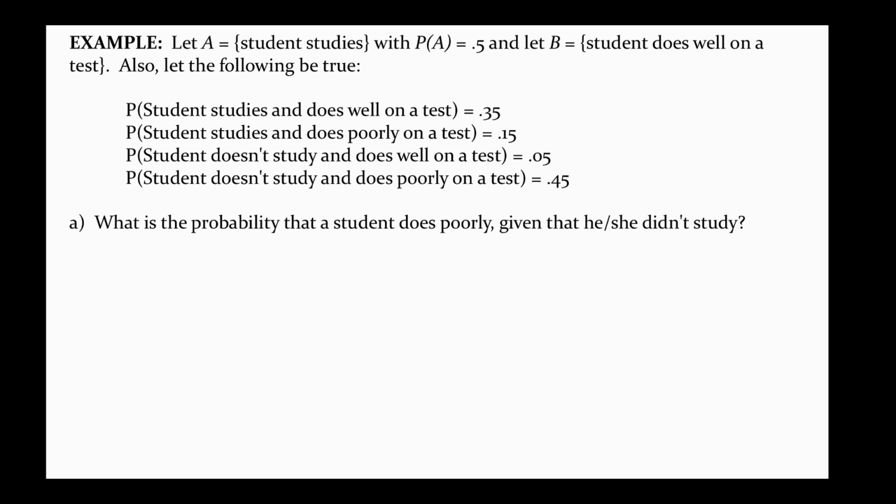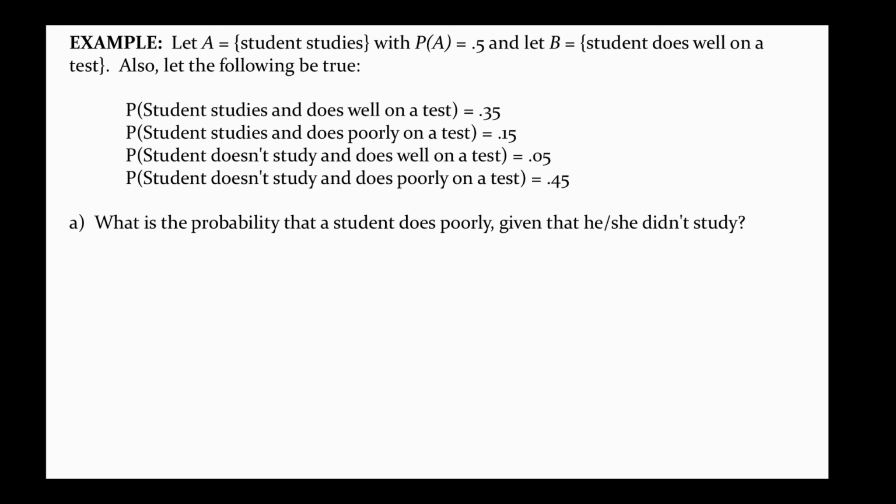A, student studies, 50% chance. Wow, only 50% chance a student's going to study. B, student does well on the test. Let the following be true. Probability of student studies and does well, 35%. Probability of student studies and does poorly on the test, 15%. Probability student doesn't study and does well on a test, 5%. Probability student doesn't study and does poorly on a test is 45%.